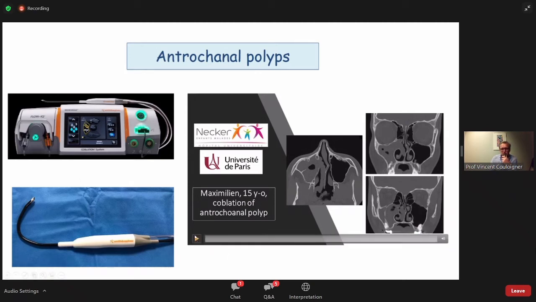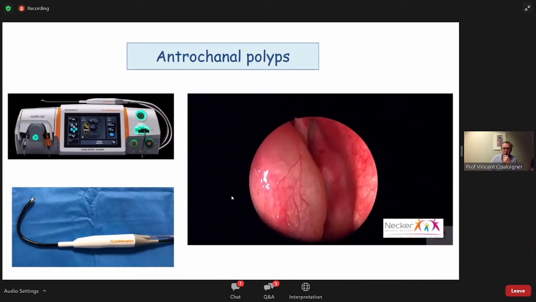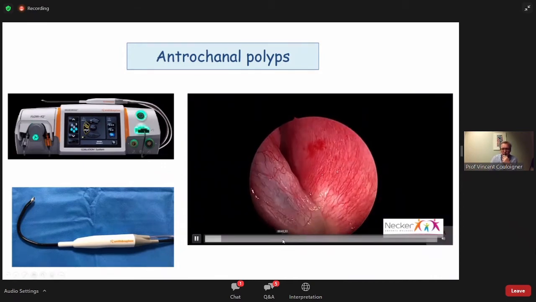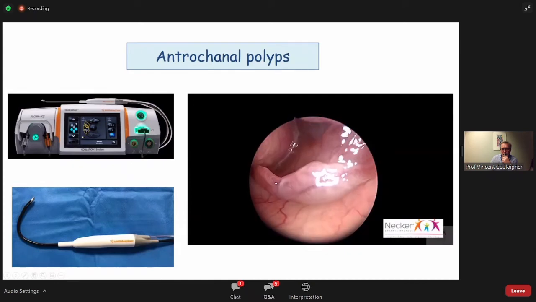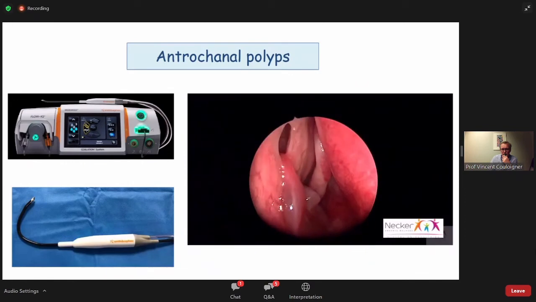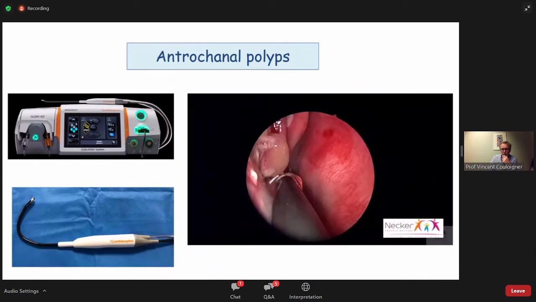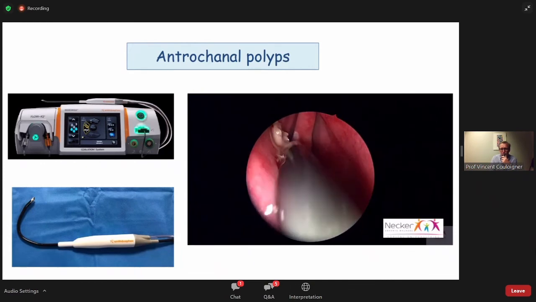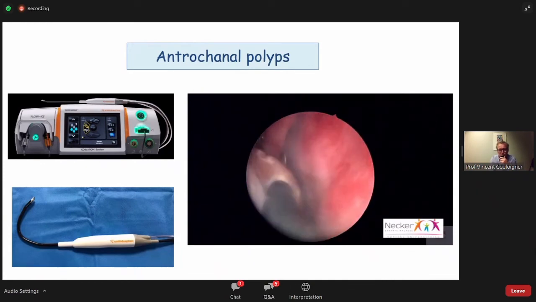So it's really, I think, an improvement compared to previous models. So this is Maximilien, for instance, who was a 15-year-old, and I coblated the antrochoanal polyp using it. So you can see the polyp here coming out of the maxillary sinus. And you will see that the coblation is really efficient for any polyps within the nose or sinus. It removes polyps very quickly.